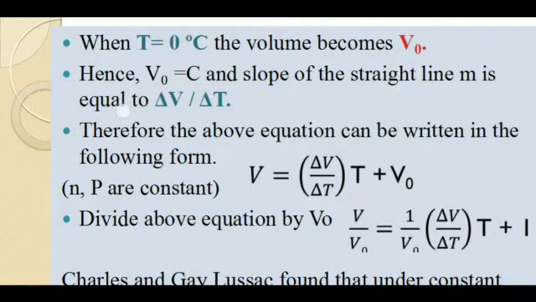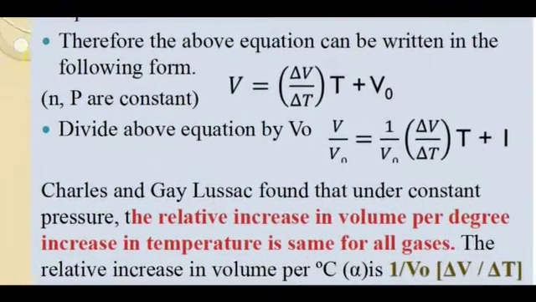The slope of the straight line, m, becomes del V by del T. What is del V? Increase or decrease, that is, change in the volume. Del T is change in the temperature. Therefore, the above equation can be written in the following form: V is equal to del V by del T into T plus V naught, at the condition of n and P constant.